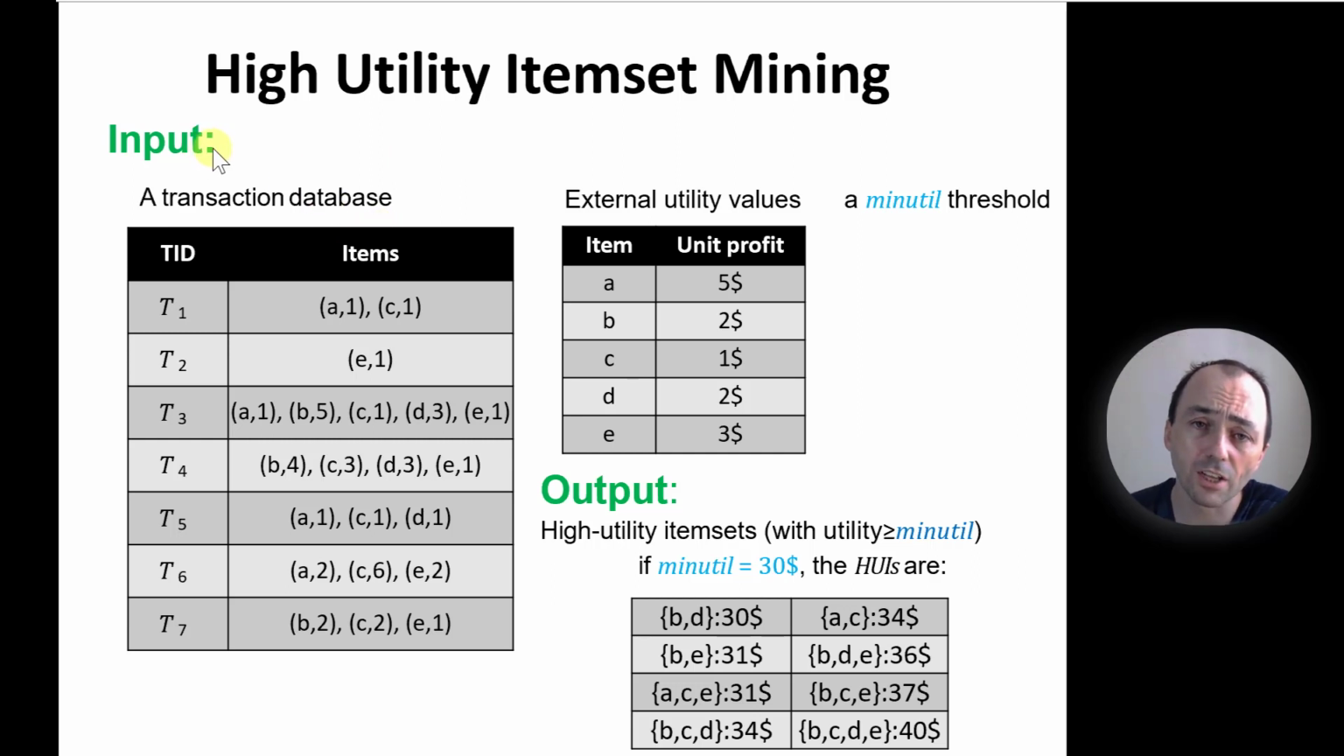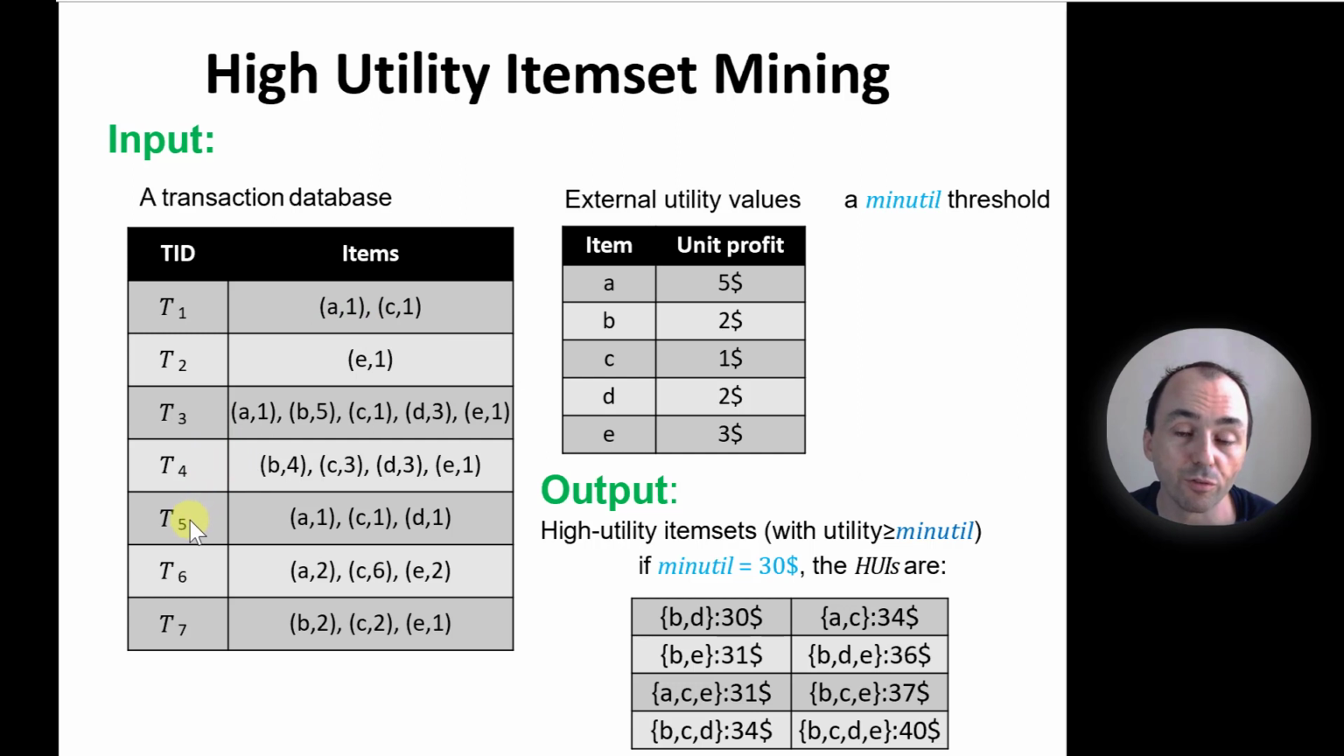So the input is like this. Again, we have a transaction database, like about shopping. This one has 7 transactions, but here there is something different because the items have some numbers, some quantities here. So what does it mean? In transaction 1, we have A1. It means, for example, 1 apple. C1, 1 cake, okay? So here we have quantities. It tells how many apples or how many cakes you have.